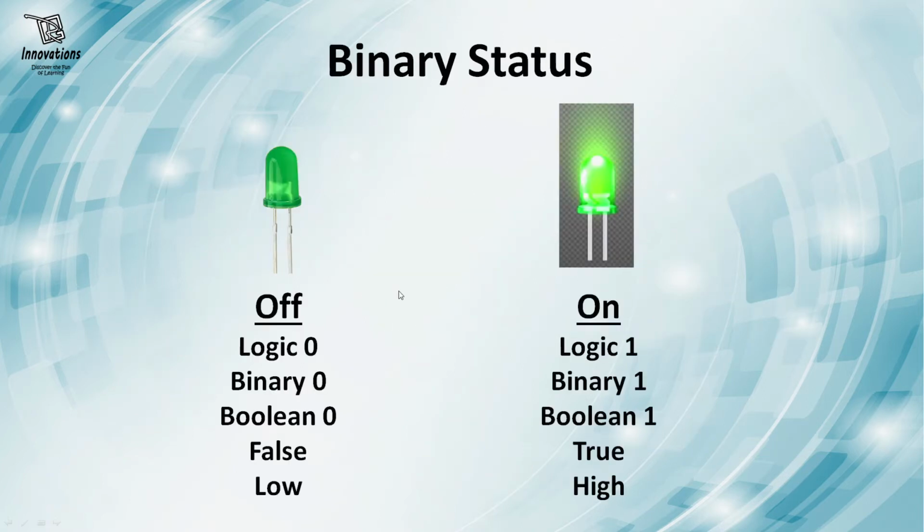This thing I tell in all my gate videos, that input status can be defined in many ways. Like we say 0 or low, it can be said off or logic 0 or binary 0 or boolean 0 or false or low. And the high status can be represented as on status, logic 1, binary 1, boolean 1 or true or high.